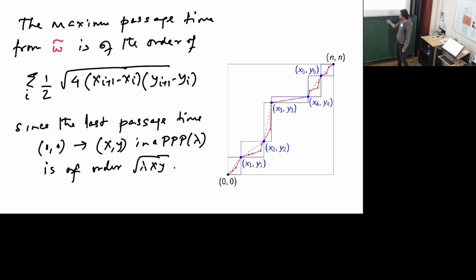Which means that if I specify the skeleton points xi, yi, then the best that I can do from the next scale is essentially this sum, right? For each box, I pick up some square root of the intensity times the volume of this box, and then I add up the boxes. The point being that for each box, this is the upper bound, which is just this longest increasing problem that I just mentioned.